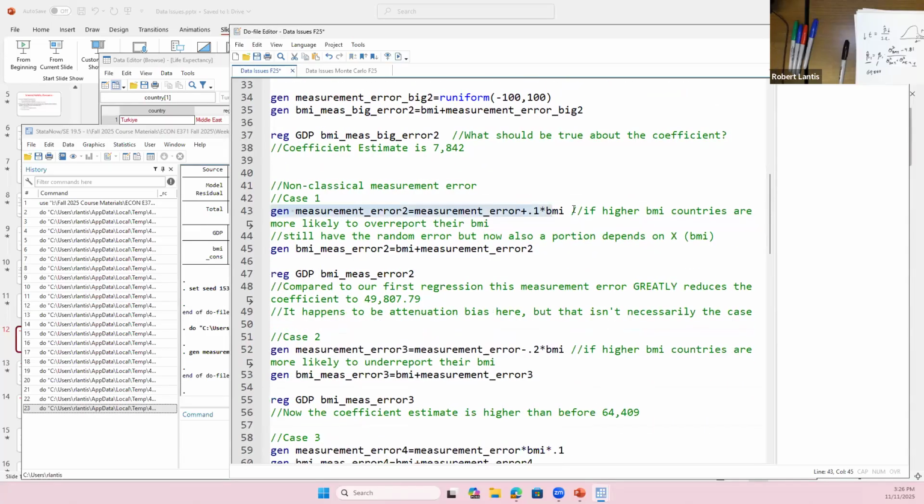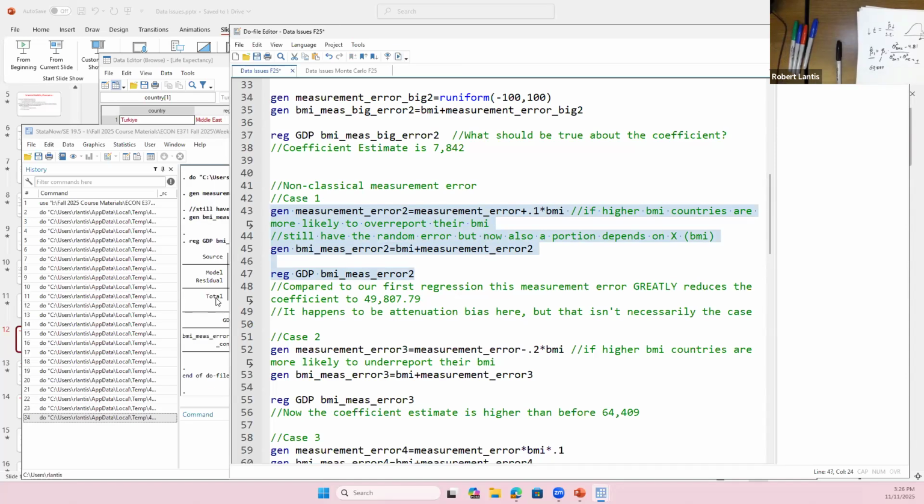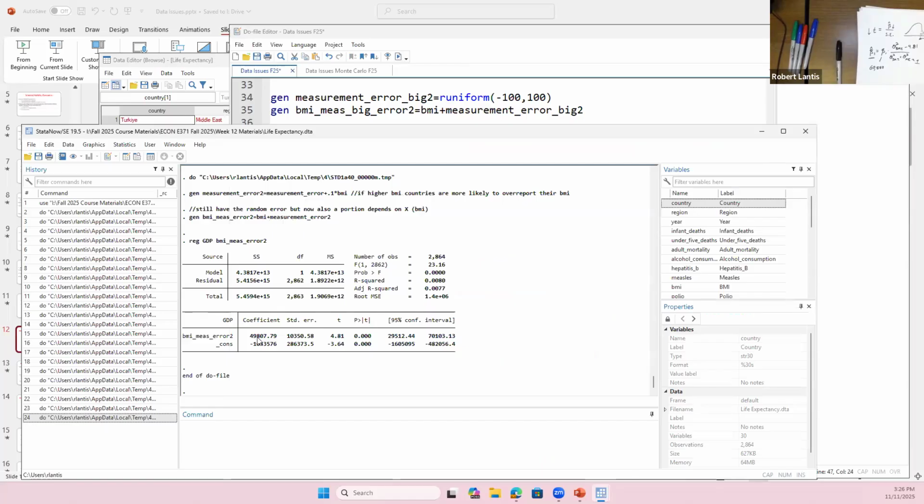So my new measurement error will be some random number, but it's also going to be a function of BMI. So the measurement error will now depend on the values of BMI, just like our measurement error in self-reported intelligence depended on how actually intelligent I was, right? So if I have non-classical measurement error, I build that into my BMI variable. Now, when we run that regression, I don't necessarily have attenuation bias. I could see estimates that are higher or lower than that original value of 60,088, I think was what we had. So sure enough, if I run this, I get about 49,000.